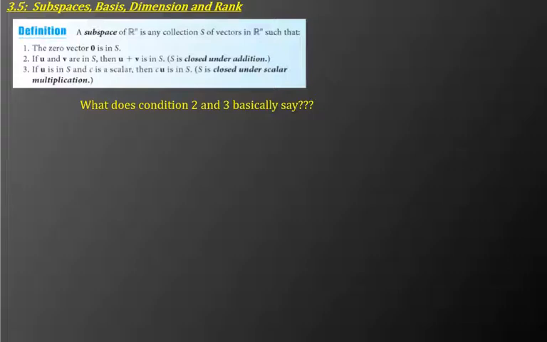A subspace is basically any collection of vectors that satisfies these 3 things. The collection of those vectors needs to have the 0 vector in it, and then any 2 arbitrary vectors in that set, their sum needs to be in there as well. That's what we call being closed under addition. And then if you have some arbitrary vector in S and some scalar c, then c times that vector needs to be in S. So S is closed under scalar multiplication.